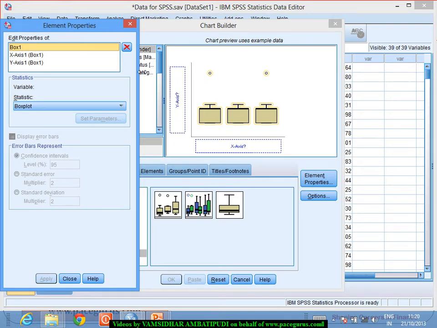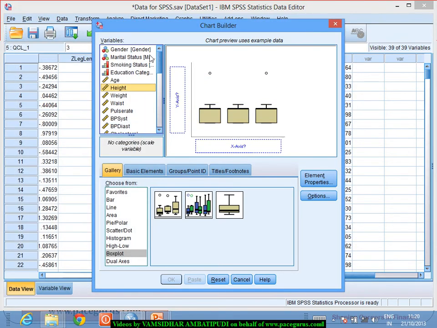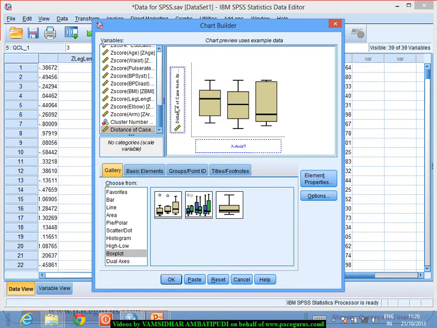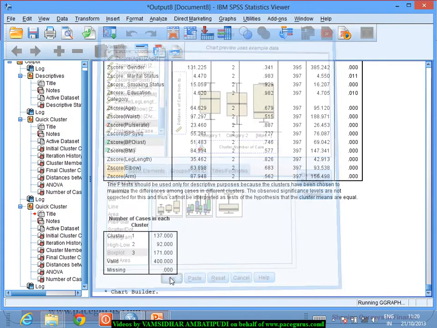So I'll look at the distances now. Because we have saved the distances now, I'll drag the distances of the cases here, and the cluster number I'll pull onto the x-axis, just to see how the different clusters differ, what is the kind of variability of the data that we have in each of the clusters.